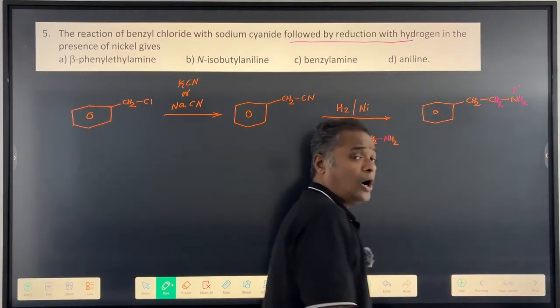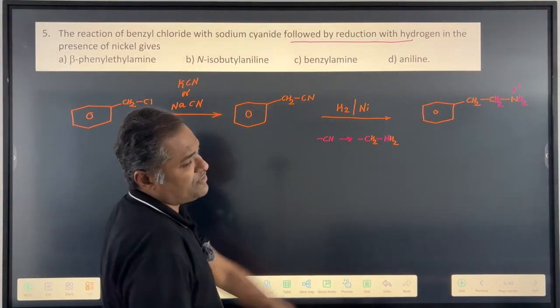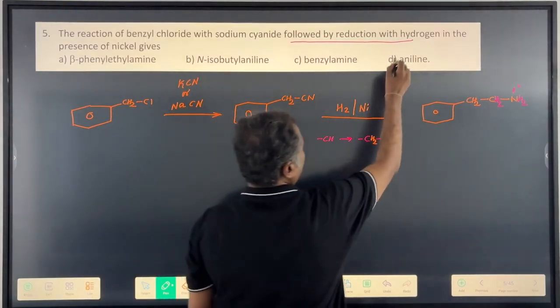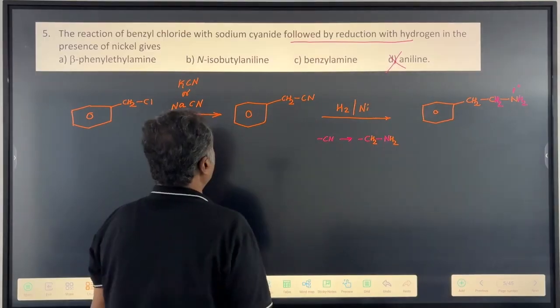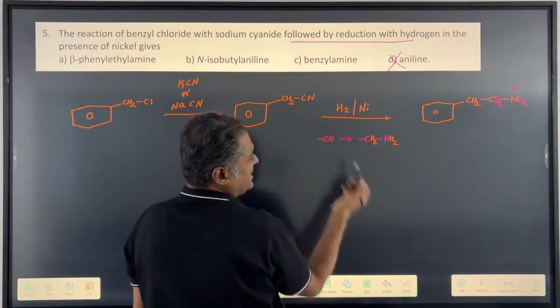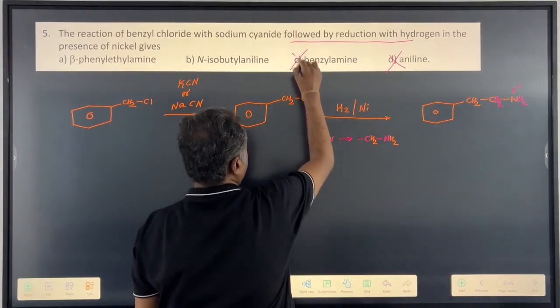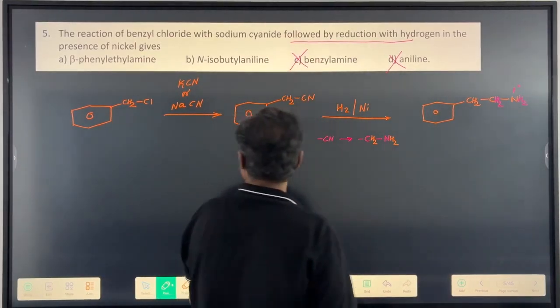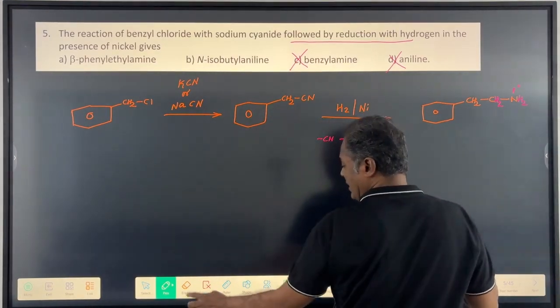Now, the question is, how will you name this? This compound you can see in front of you is not an aniline, because aniline is nothing but where NH2 is directly attached to benzene. Now, this compound cannot also be called benzylamine, because benzylamine should have one CH2 less. So, even this is not the answer. Now, if you ask, sir, how should we name this compound then? Yes, I will tell you. This compound can be named in this particular way.